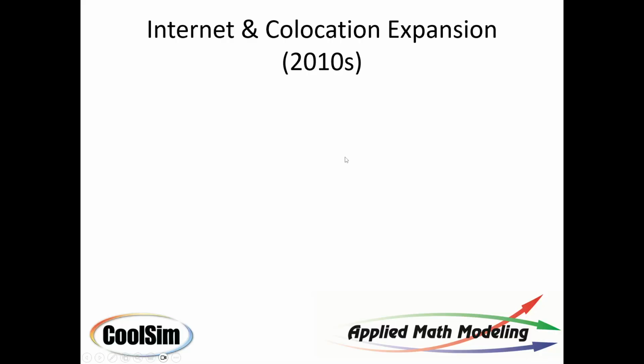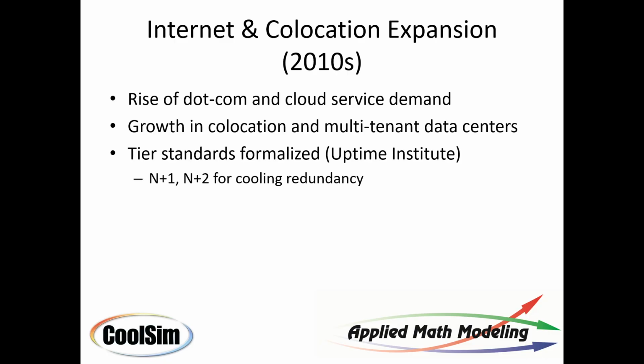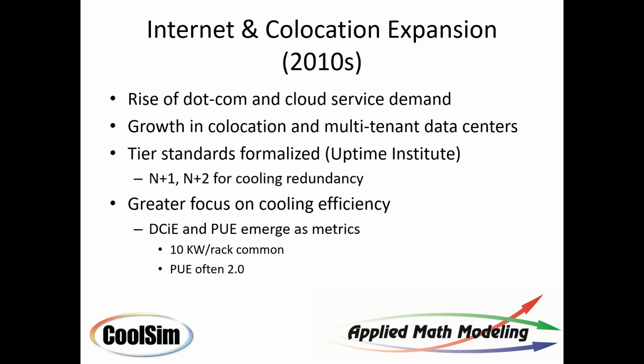Now, as we began to get into the 2000s, there was a lot of activity in the .com area, and cloud services became more prevalent. We had a lot of growth in co-location, where multiple machines and companies were sharing the same data center. Multi-tenant data centers is sometimes what they're called. We saw standards come along, particularly from people like Uptime Institute, N+1, N+2, sometimes having enough redundancy so that you can lose 2 cooling units and still work well.